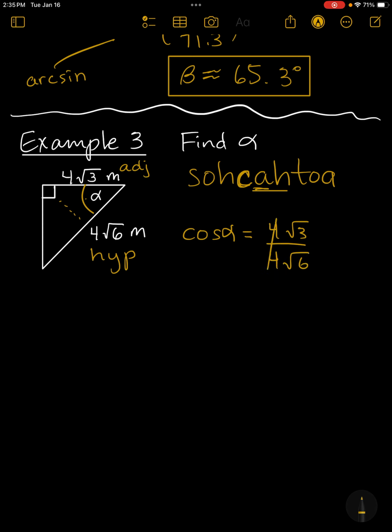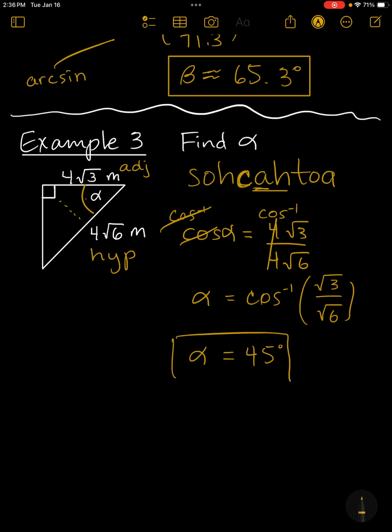And if you want, you could go ahead and cancel those 4's out. 4 over 4 is just 1. And now, of course, we do the inverse cosine. So that cancels. We have alpha equals inverse cosine of radical 3 over radical 6. And if you punch that in correctly, you'll see that we have 45 degrees.